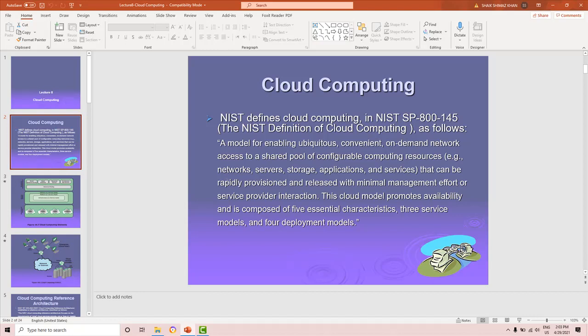So this is the definition for cloud computing according to NIST. A model for enabling ubiquitous, convenient, on-demand network access to a shared pool of configurable computing resources. Example: networks, servers, storage, applications, and services that can be rapidly provisioned and released with minimal management effort or service provider interaction.